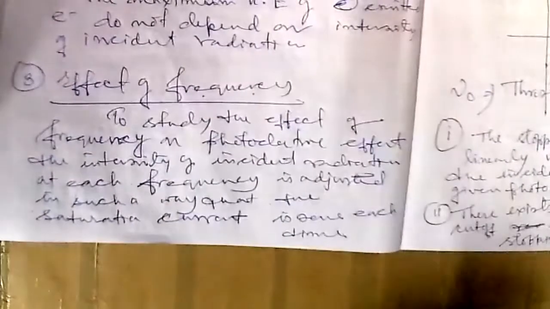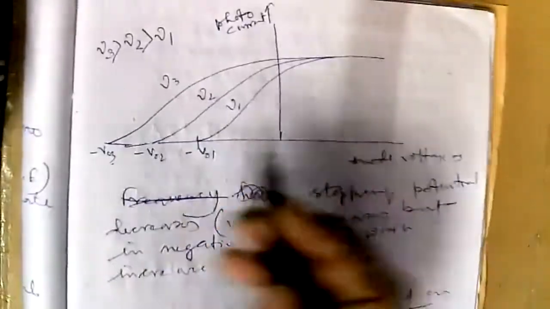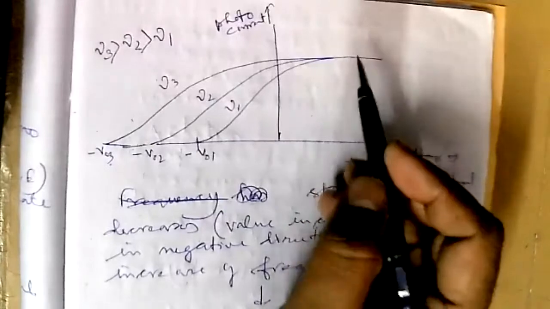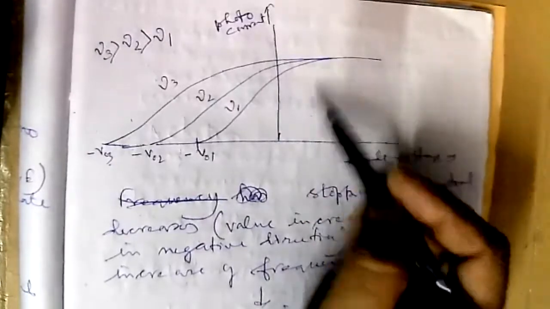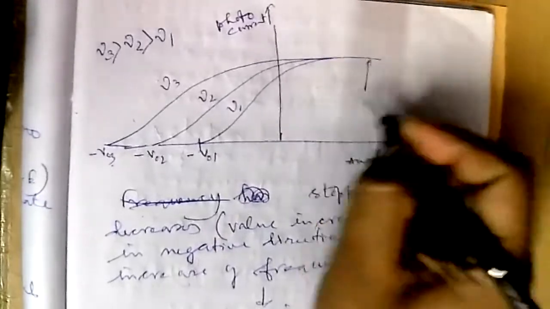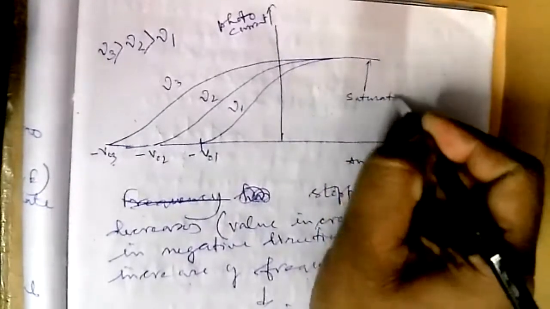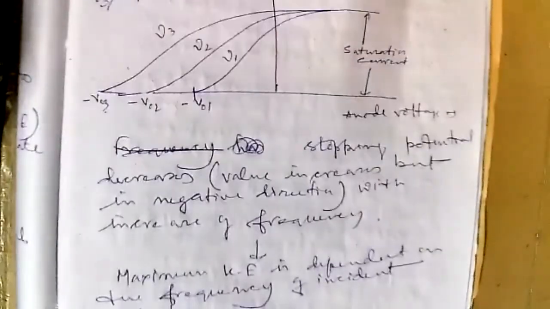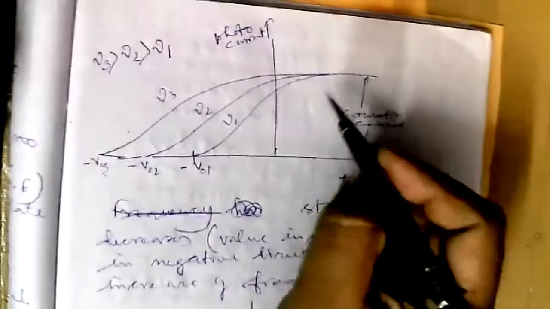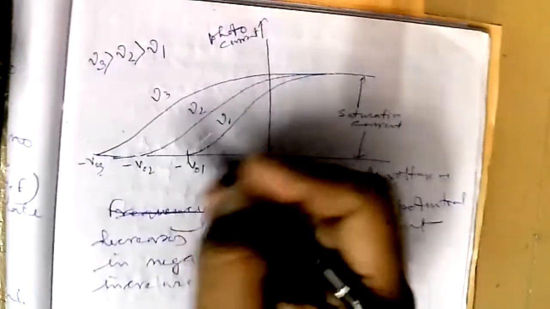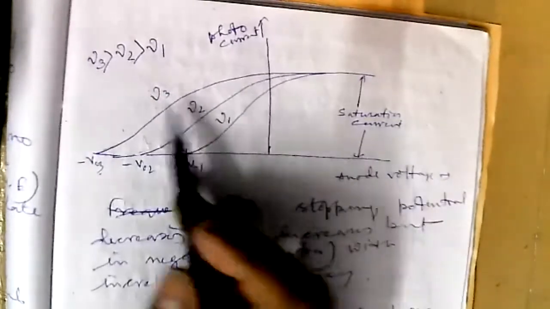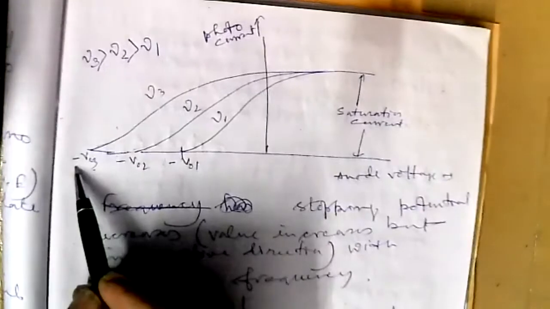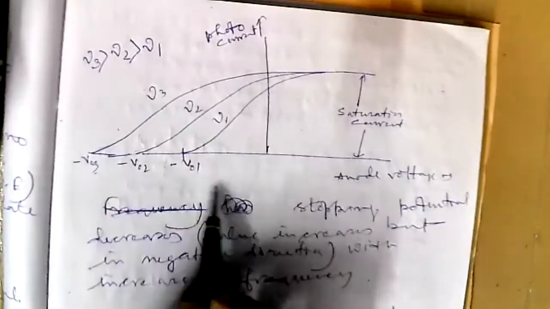So if we study the effect of frequency, what we have done is use different frequencies, and we have adjusted the intensity in such a way that for each frequency we get the same saturation current. But for different frequencies, the stopping potential is different. As we increase the frequency, the stopping potential is decreasing. That means the magnitude of the stopping potential is increasing, but it is increasing in the negative direction.